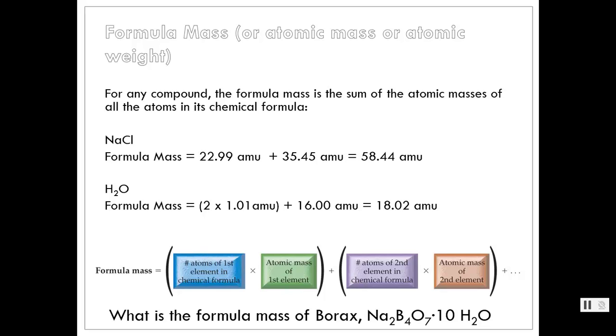So now you guys are proficient in writing balanced chemical formulas, naming the resultant chemical molecule according to if it's an ionic, molecular, or acid. Now let's talk about how we can determine how much a compound weighs, also known as its formula mass.